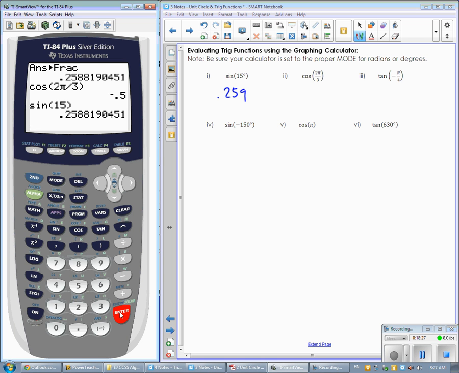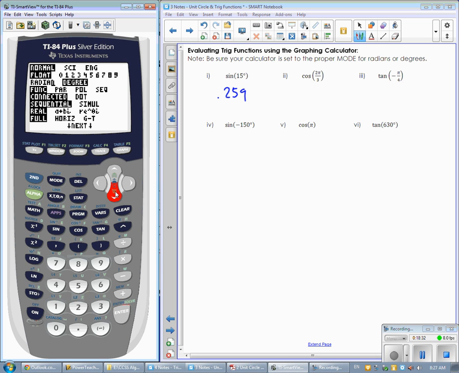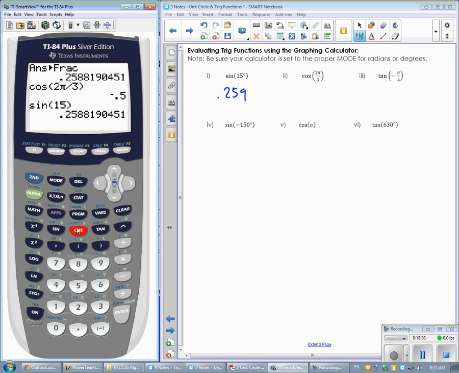If I want to deal with the cosine of 2 pi over 3, I'm going to have to go back into my mode and change it to radians. And now I'm going to take the cosine. Now I do want to make sure that I include the pi, and I don't want to type it in as 3.14. There's actually a pi symbol below the clear button. So I'm actually going to type in 2 and then hit second, and that's the caret, divided by 3.